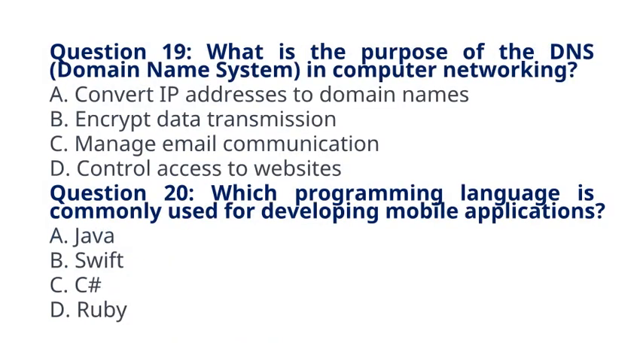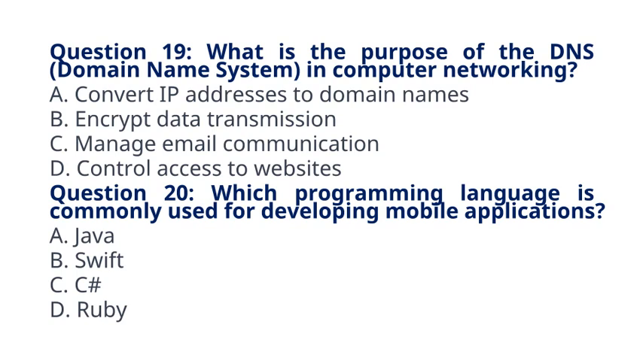Question 19. What is the purpose of the DNS, domain name system, in computer networking? A. Convert IP addresses to domain names. B. Encrypt data transmission. C. Manage email communication. D. Control access to websites. The correct answer to question 19 is option A. Convert IP addresses to domain names. Explanation. DNS translates domain names into IP addresses, facilitating communication on the internet.